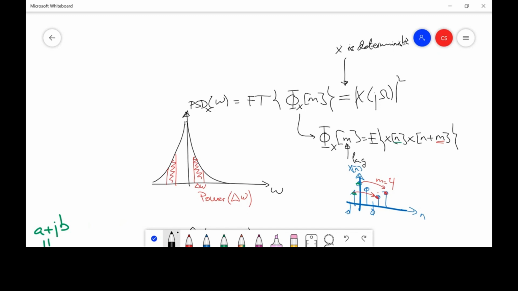Yeah. What is this E? Yes. This is the expectation operator. Do you know when you calculate the mean of something, you have taken the expectation of that random variable. Okay?